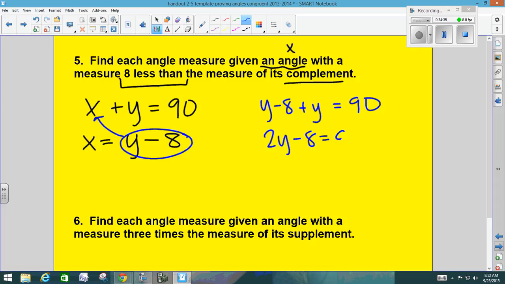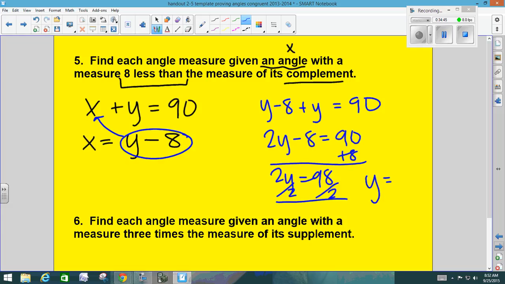How do I bring my 8 over? How do I get rid of the 2? 98 divided by 2. So we're saying one angle is 49 degrees. We have to figure out what the other angle is. Well, if y is 49, I'm trying to find x. What's 49 minus 8? So x equals 41. Double check. What's the sum of 41 and 49? 90. Is that what we wanted them to do?